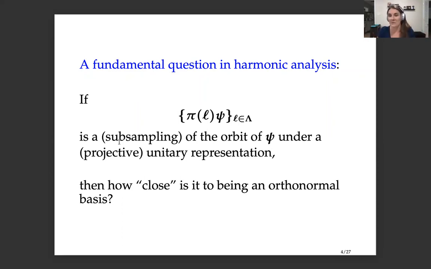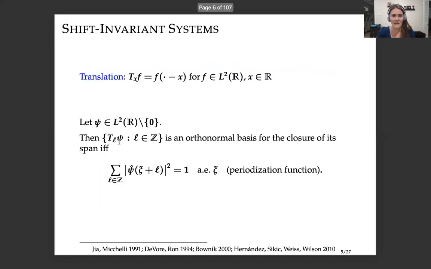And there's a lot of words we use for close, like being a frame or a Riesz basis or a Bessel sequence, or even something simpler like being complete. I'm not going to get into all the definitions here that most of you know anyways, but this is the motivation: how close are we getting to an orthonormal basis? And some standard results when we're talking about L2 of R, let's start with shift invariant systems.